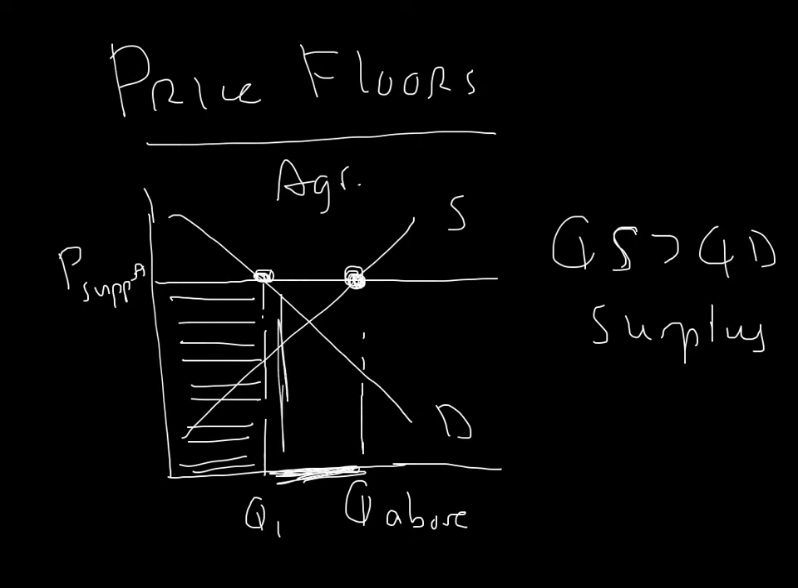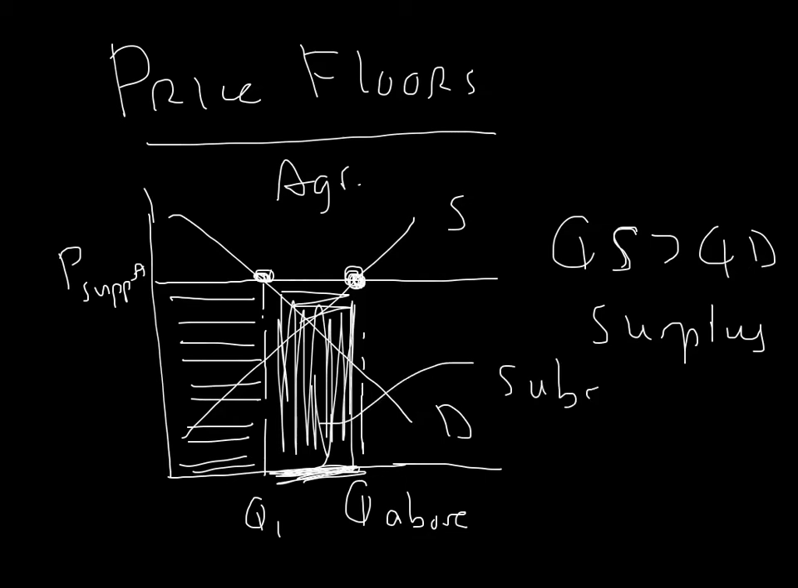So this rectangle represents the subsidy, the total subsidy dollar amount that the government must spend. And of course, subsidies come from taxpayers. So ultimately, we are paying for that.